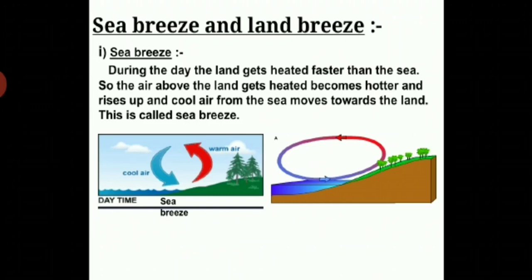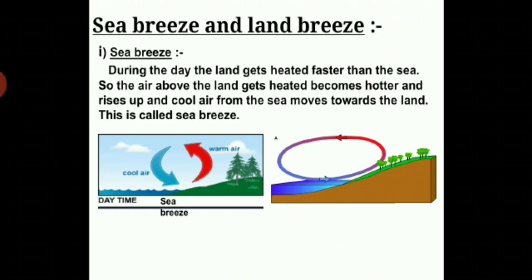And what will happen? The cool air from the sea moves towards the land, because hot air is rising. So some air, or some gas, should take the place of the hot air. So the cool air from the sea will move towards the land. This is a natural process. This is called sea breeze.